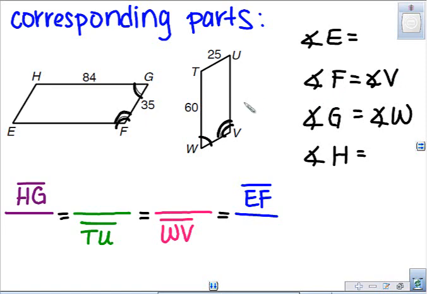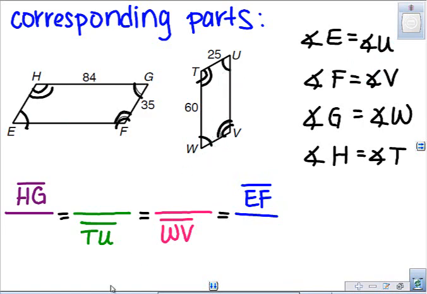Okay, so if I were to flip and rotate this so that it's in the same direction, my obtuse angle that's left would be the T is to H. And that leaves U to E. Okay, and I know that I can put one arc and two arcs because these are parallelograms, so opposite angles are congruent.